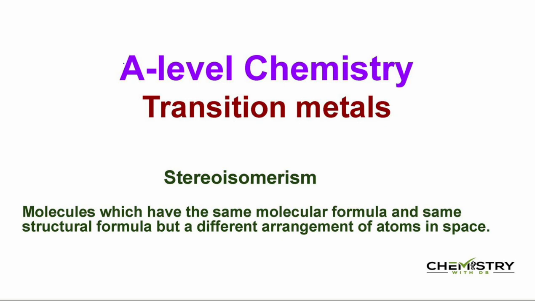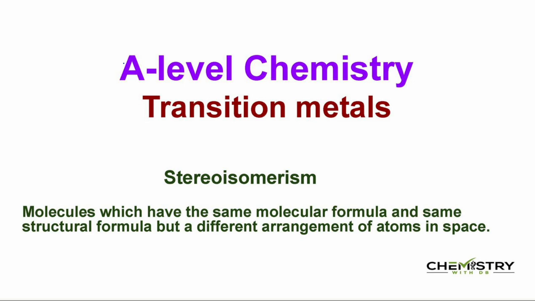So in this video, I'm going to explain stereoisomerism as it occurs in the transition metal complex ions. Now we all know that stereoisomerism is shown by molecules which have the same molecular formula and same structural formula, but a different arrangement of atoms in space. The spatial arrangement is different.